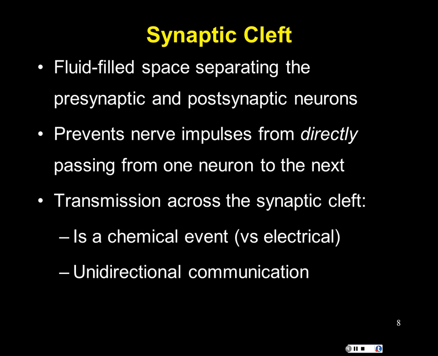And the cleft is just the fluid-filled space between the pre and the postsynaptic cell. Because there's an anatomical space between, there's no direct ion flow from one cell to another. So the presynaptic cell doesn't directly pass its action potential to the postsynaptic cell. It's going to convert this electrical event to the release of a chemical, or a neurotransmitter. And it's definitely unidirectional. What does that mean? One direction. Pre always communicates with the postsynaptic cell.